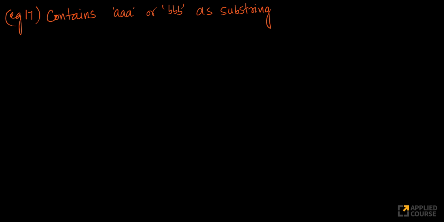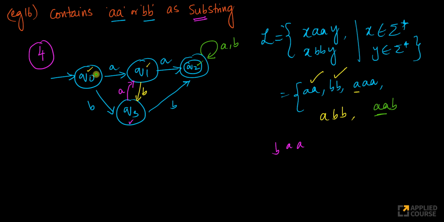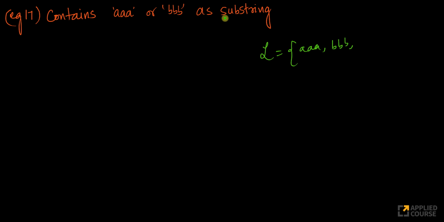Okay, now let's look at one more example, a slightly more complicated example: AAA or BBB as a substring. Very easy. This language will contain AAA, and this language will also contain BBB. Again, let's try to extend this. This is AA ending in this, and this is BB ending in this. Let's try to extend it slightly. Okay, again as a substring, right?